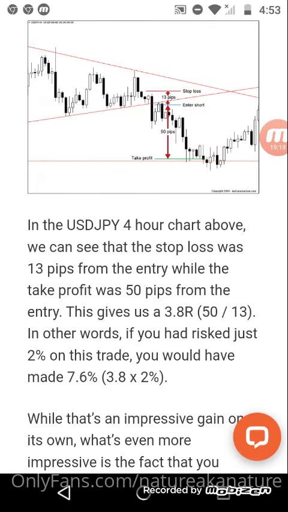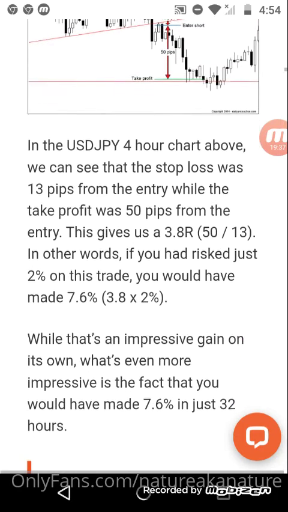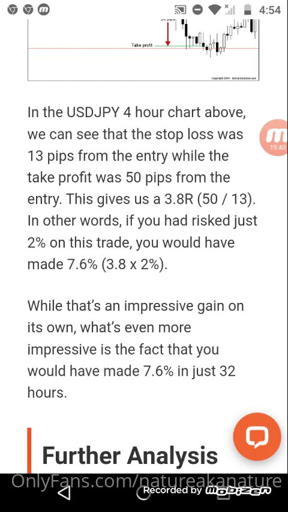In other words, if you had just risked 2% of your trade, you would have made 7.6%, because a 3.8 risk reward ratio times 2% of your trade gives you a maximum of 7.6% that you just made in that trade. While this is an impressive gain on its own, what's even more impressive is that we would have made 7.6% in just 32 hours. This happened in 32 hours.